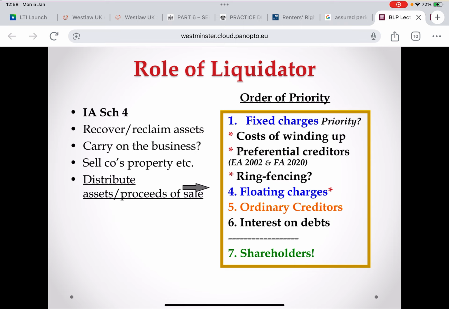What if I am a creditor with the benefit of not a fixed charge over assets of a company that's gone into liquidation, but my security is a floating charge over that company's assets? When I sell assets subject to a floating charge, can that creditor have the proceeds of sale first of all? No, it's not as simple as that.